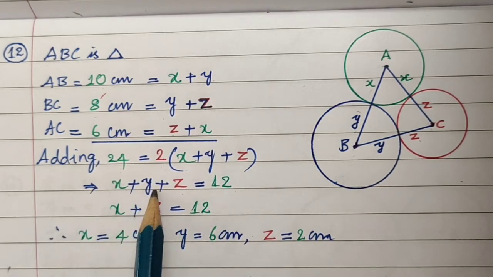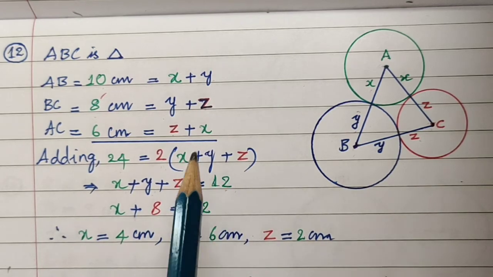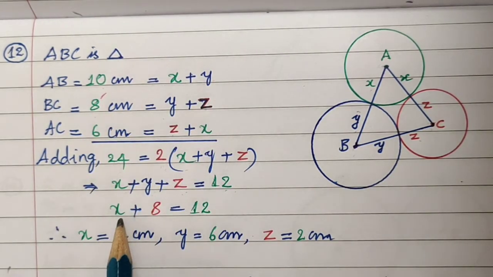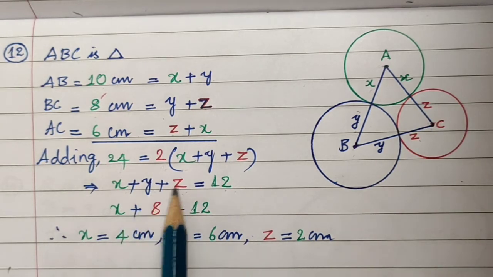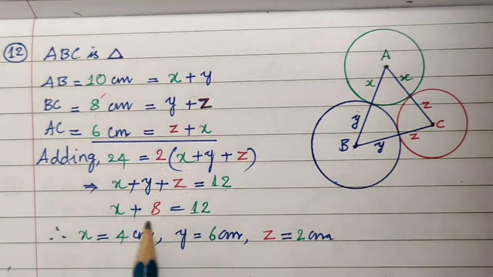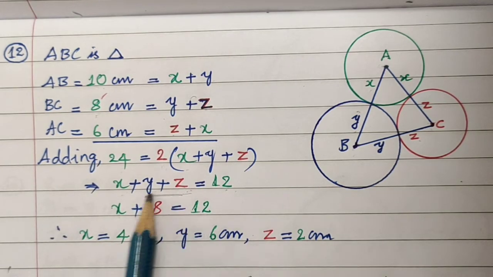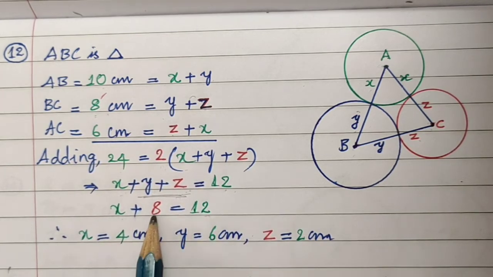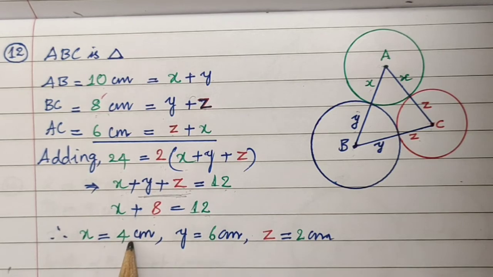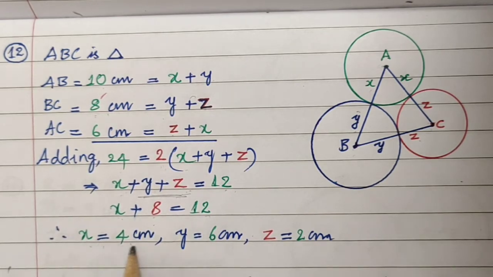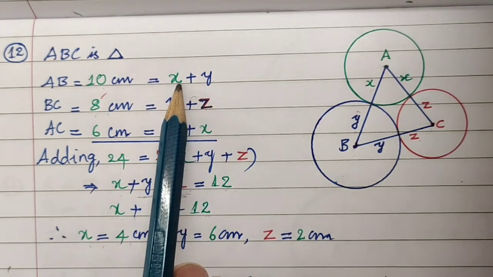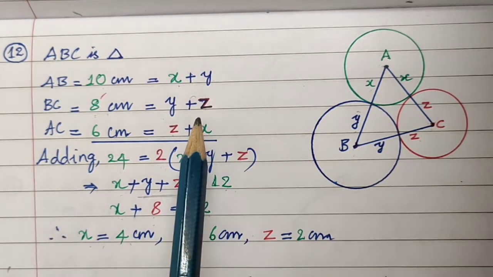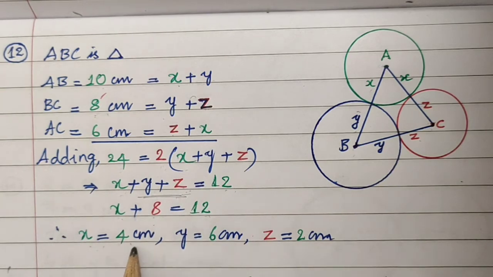So we know that x plus y plus z is equal to 12, and we also know that x plus y is equal to 10, or y plus z is equal to 8. To find x, we can replace y plus z with 8 centimeters in x plus y plus z, which gives 12. Therefore, x is equal to 12 minus 8, that will be 4 centimeters. By using this, substitute 4 centimeters to get y, then substitute y to get z. So x is equal to 4 centimeters, y is equal to 6 centimeters, z is equal to 2 centimeters.